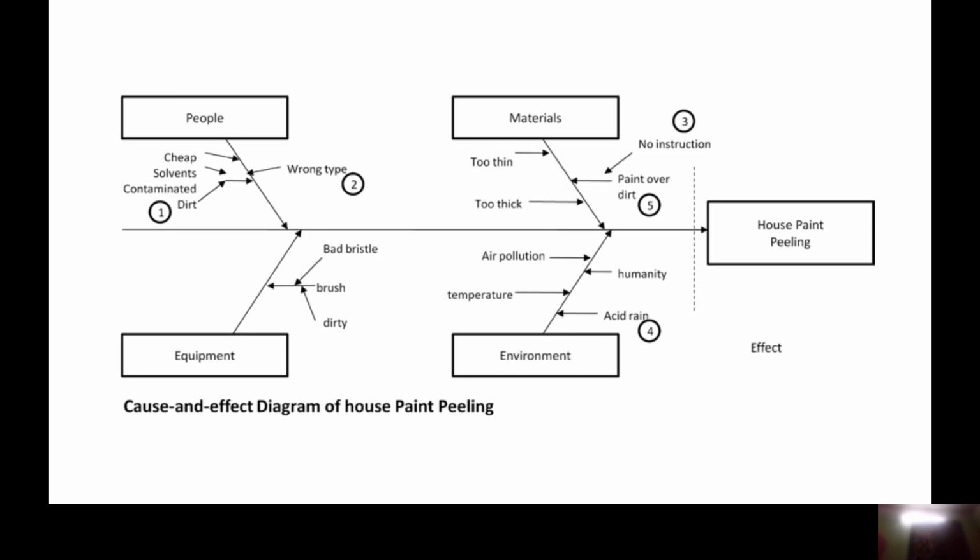So humidity, acid rain, temperature, air pollution. These environmental factors are the subcauses which will contribute to bad paint peeling. Paint is going to peel when there is a pollution problem. Temperature, low temperature or high temperature, we cannot say exactly; in both cases, peeling off will take place. Acid rain, whenever acid rains. So these are some of the environmental causes.